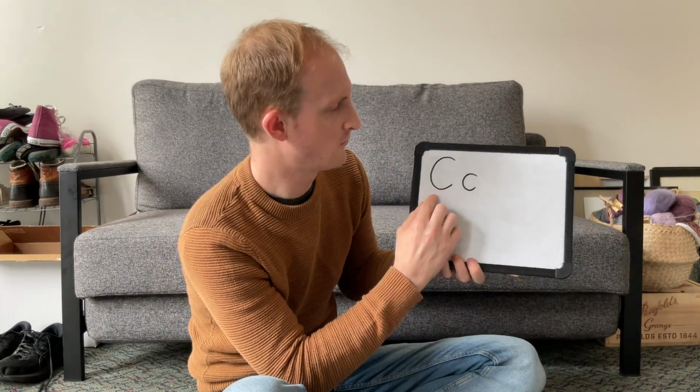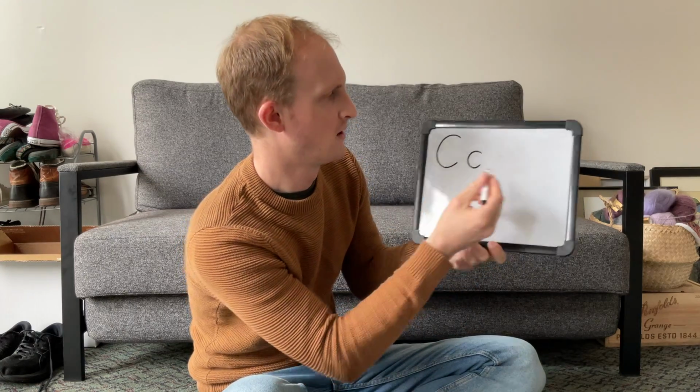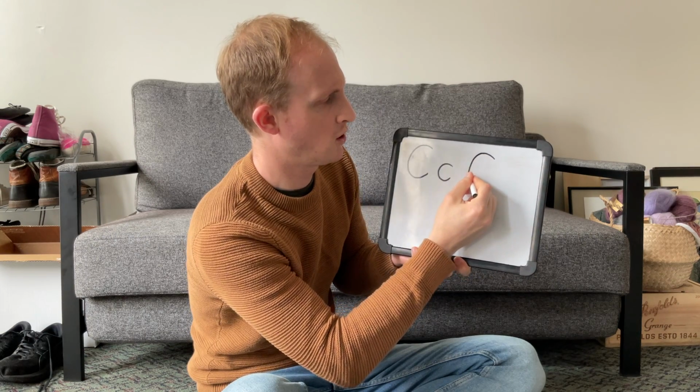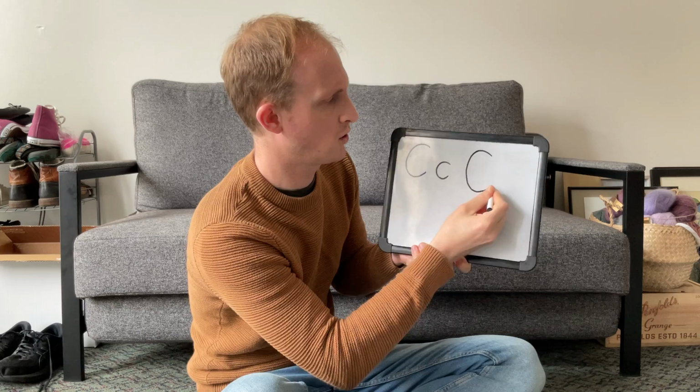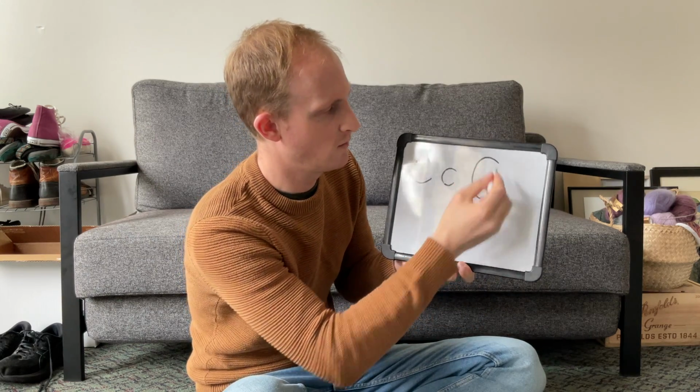Let's do some writing together. Let's see if we can write a C. Now while we're writing our C's, we're going to be making a k sound, because that's the sound that C usually makes. Let's try, ready? Let's do an uppercase. K, k, k, k. Does yours look a bit like mine? Up and down and around, almost like a circle, but not quite.